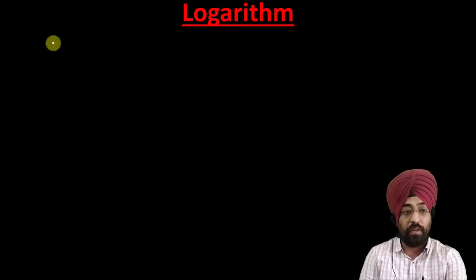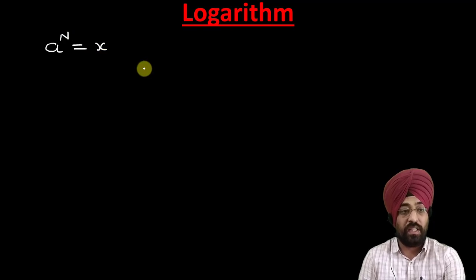Now here suppose I write any exponential relation. Suppose a raised to the power n is equal to x. It is any exponential relation: a raised to the power n is equal to x. So we can also express this relation in terms of log. Then I will give you the definition of log. If we have to write this relation in terms of log, then we can write log with base a of x is equal to n.